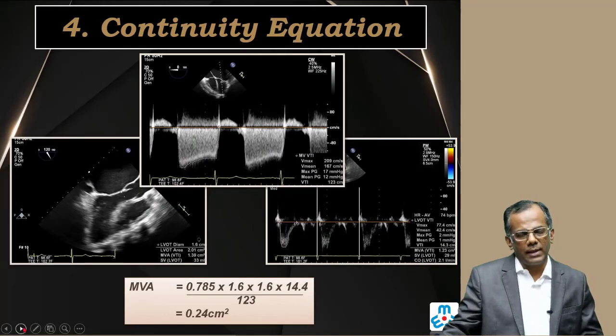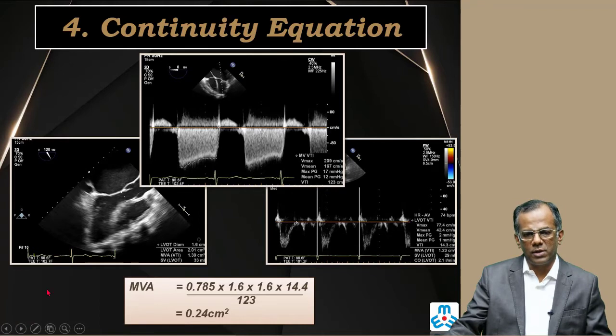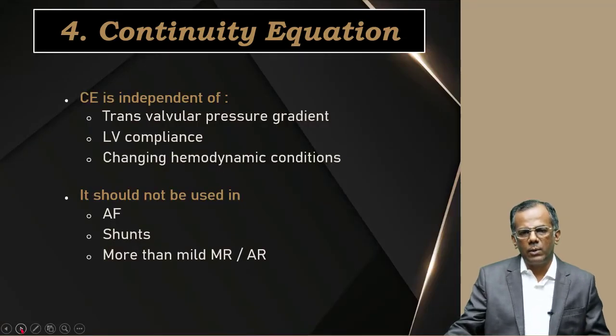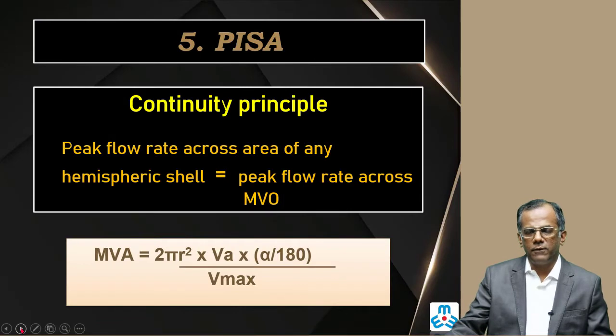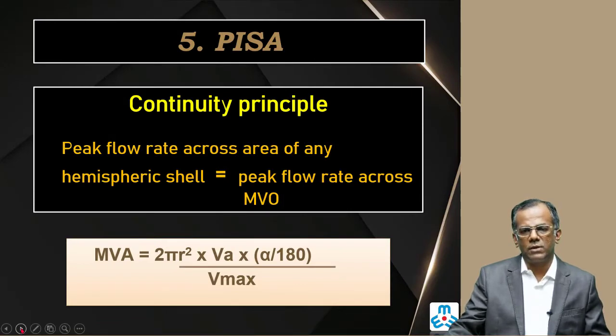So, to get the mitral valve area from the continuity equation, you need the diameter of the LVOT, the continuous wave Doppler tracing to look at the VTI, and the LVOT VTI. Substituting these values, you would get the mitral valve area. Now, the continuity equation is independent of transvalvular gradients, LV compliance, and changing hemodynamic conditions like exercise. But it should not be used in atrial fibrillation, when there are shunts, and if there is more than mild MR or AR.